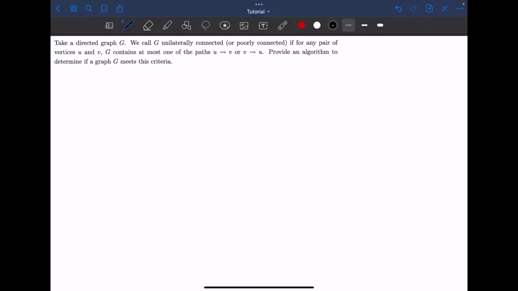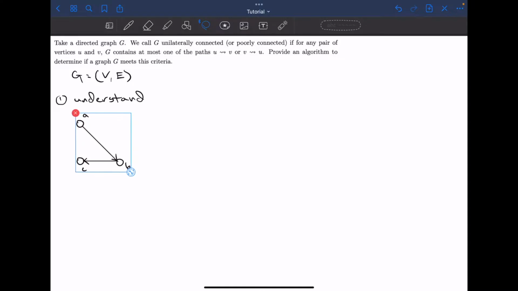So first, let's use some notation. Let's call the vertex set of G V and the edge set of G E. Now let's try and understand the problem. So I have an example here. This is an example of a poorly connected graph. How do we verify it's a poorly connected graph?